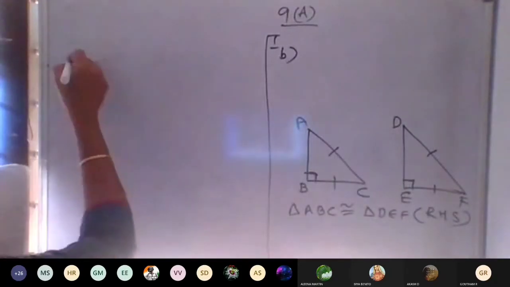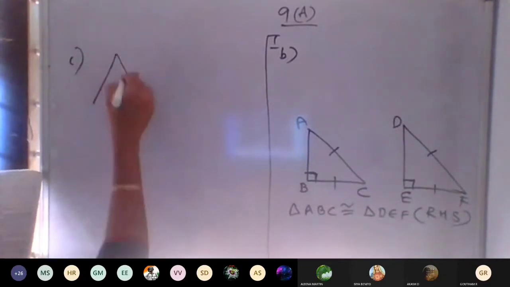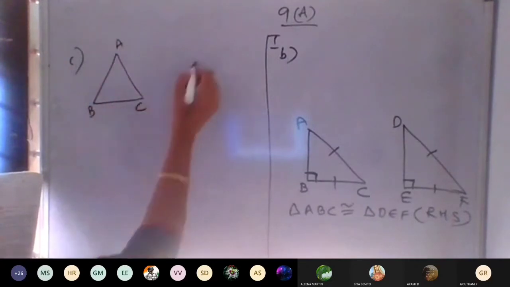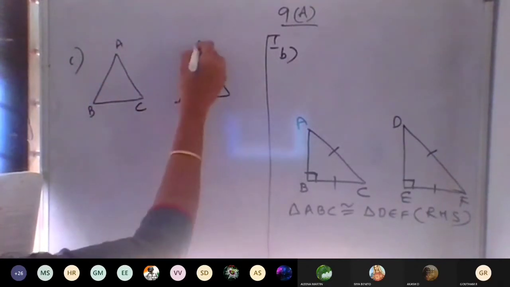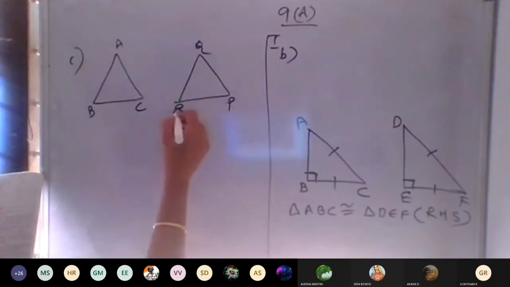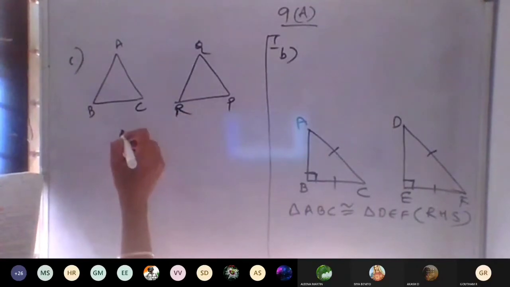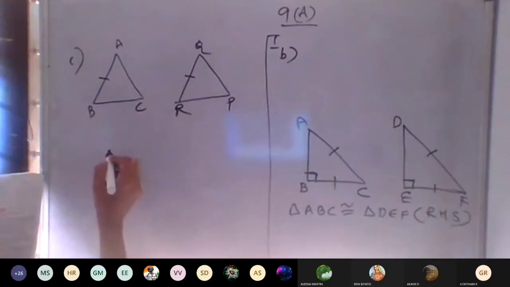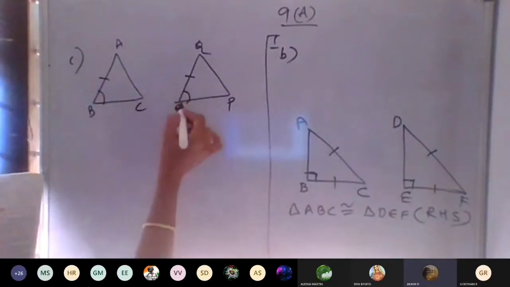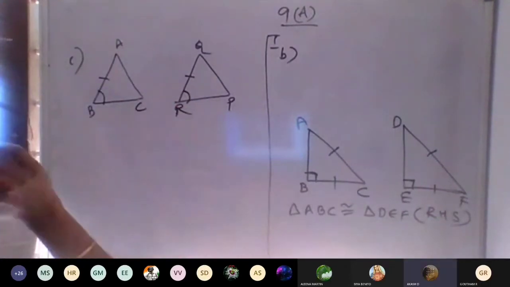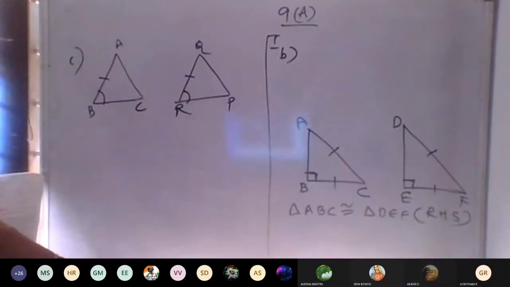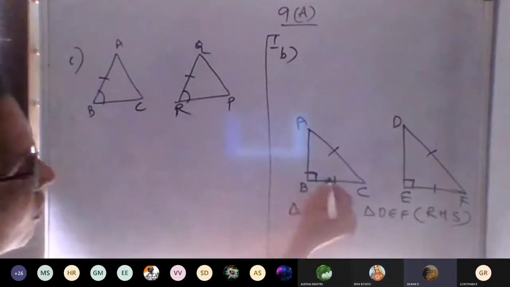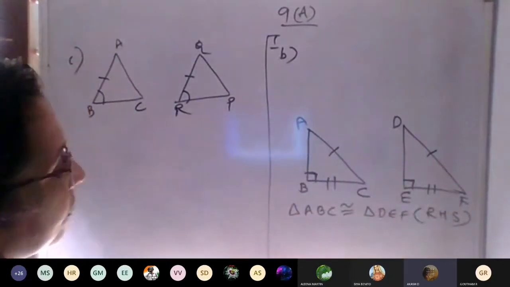Then question number C. Triangle ABC and triangle QRP. AB is equal to QR. Angle B is equal to angle R. In that, for BC and EF, we want to draw two lines.